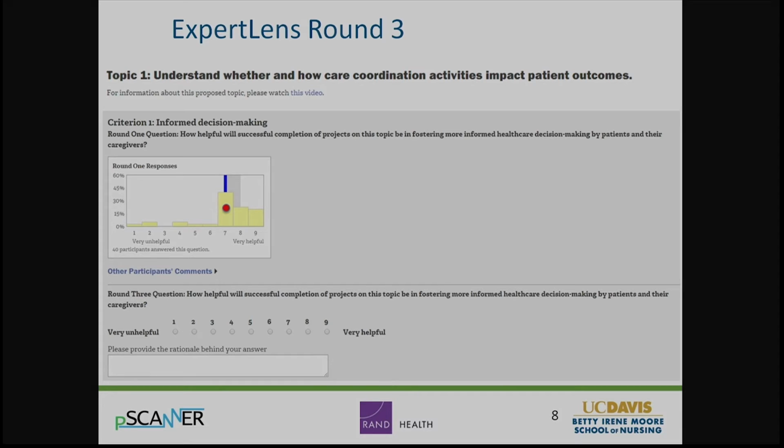Finally, in round 3, students were able to revise their original round 1 answers in light of group feedback and discussion that took place in round 2. And they shared their thoughts on their participation as well. So, how we analyze the data.